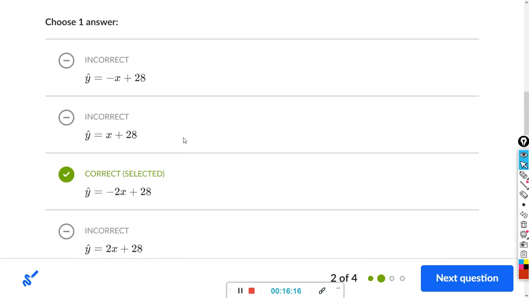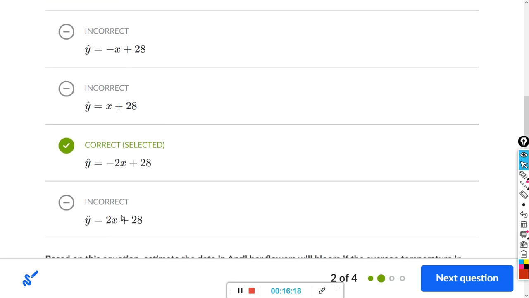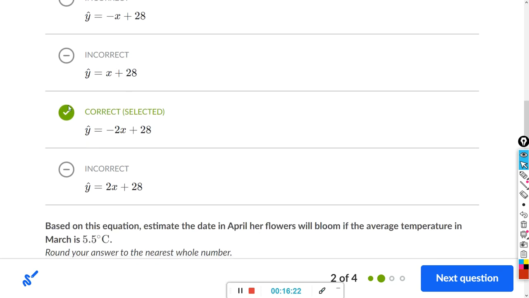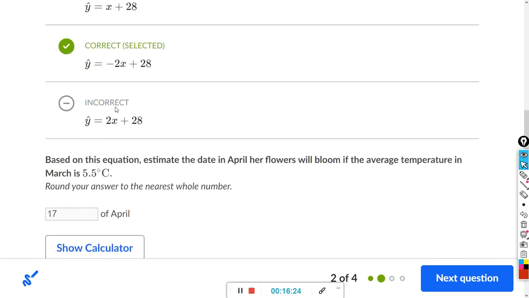All right, so like I said, get your equation. Pick the choice that's the closest one. And whatever choice you pick, use that equation and plug in for x for the second question.